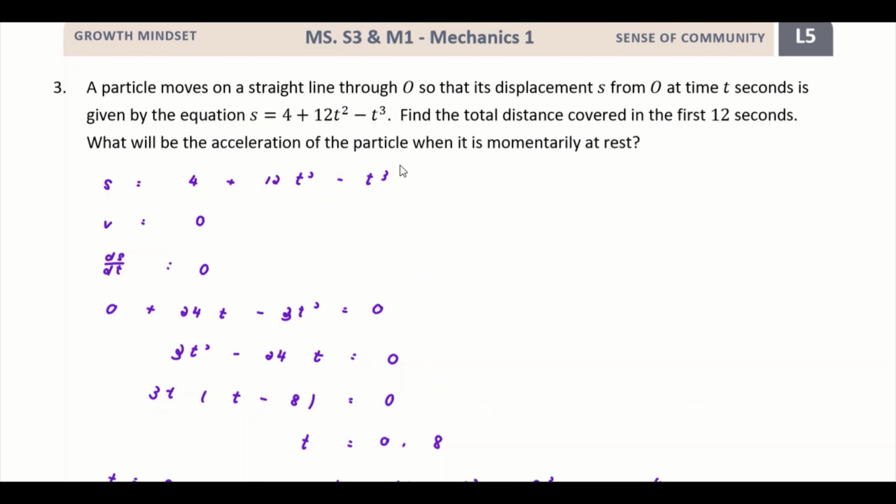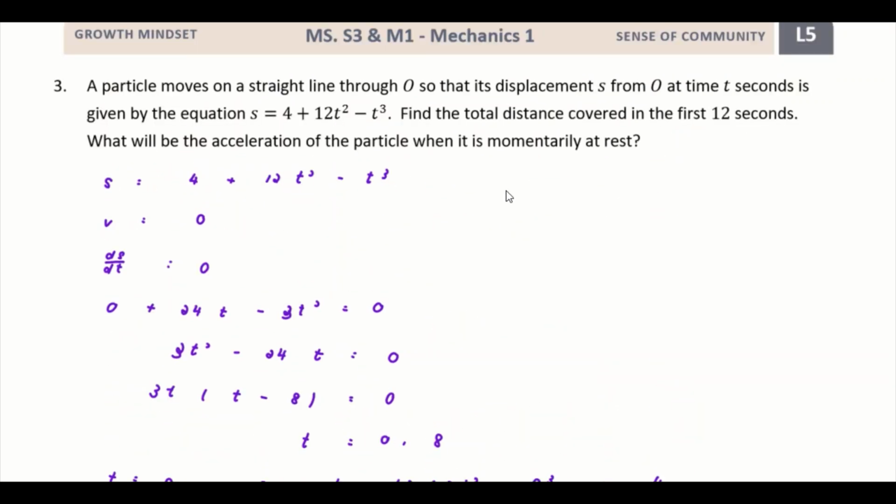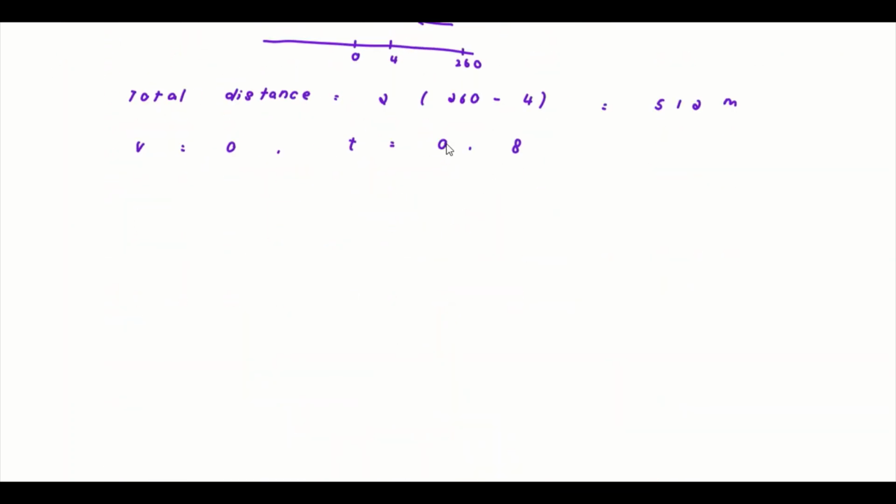What is the acceleration of the particle when it is at rest? Okay, it's a different thing. When it's at rest, it doesn't mean that the acceleration is zero. When it's at rest, it means that v is zero. So this question is asking, when the particle is at rest, what is your acceleration? When v equals 0, just now we already got our answer: t equals 0 or t equals 8. But because we talk about when it starts and then after that it is at rest, we are going to take t equals 8.